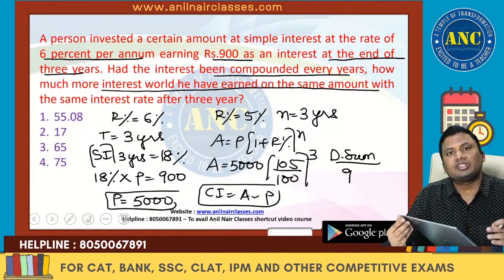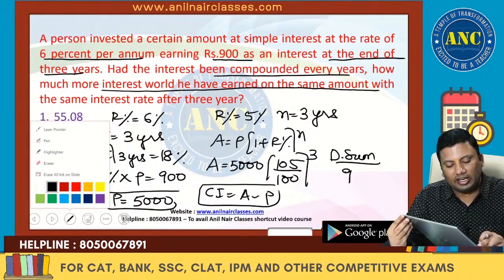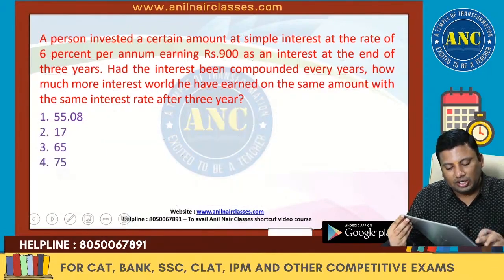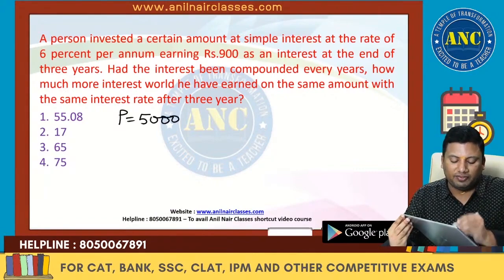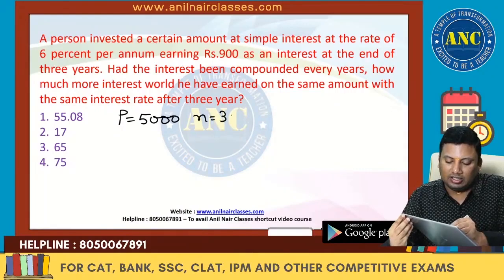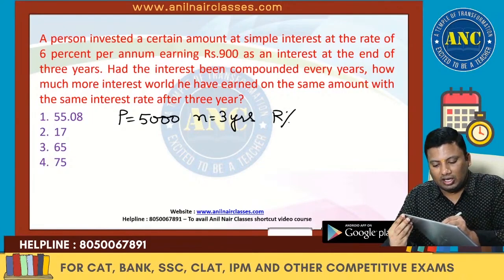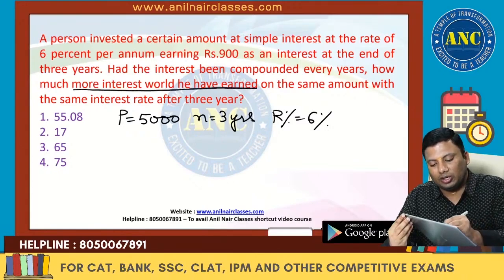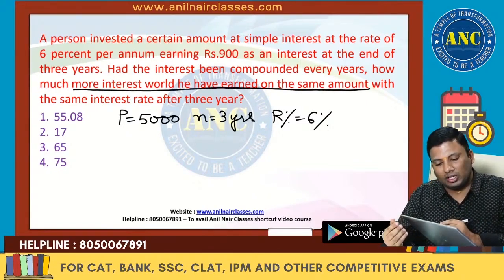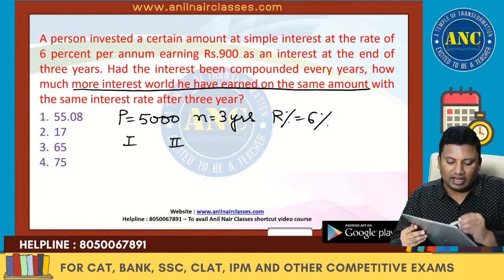Idea is clear, right? 6% is given on simple interest. For 3 years total, it will be 18%. So P is 5,000, N is 3 years, and R is 6%. How much more interest would you have earned on the same amount after 3 years? So first year, second year, and third year.